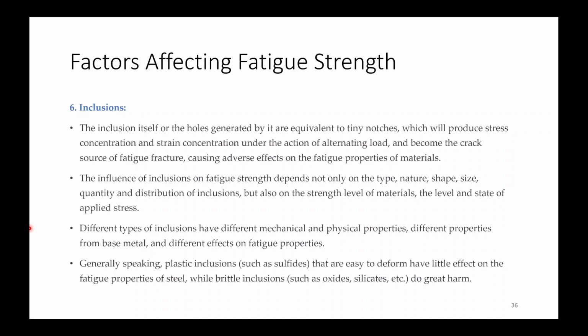Different types of inclusions have different mechanical and physical properties, different properties from the base metal, and different effects on fatigue properties. For example, sulfide particles are more deformable, so they affect your fatigue property less compared to inclusions which are brittle, such as oxides or silicates, which do great harm to the steels.